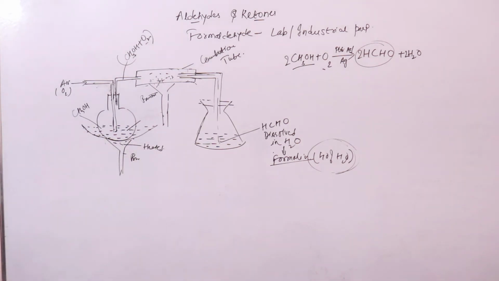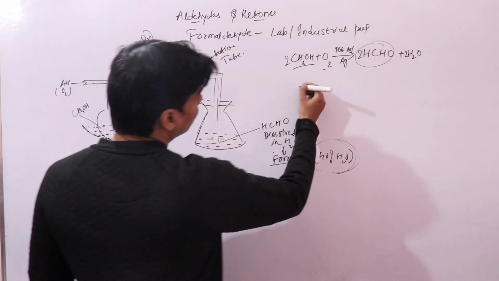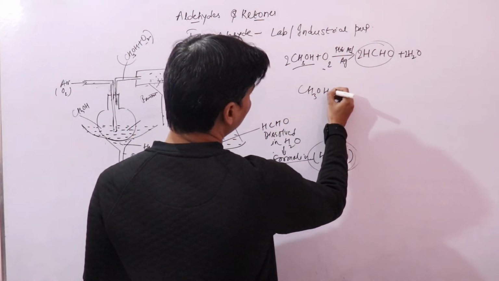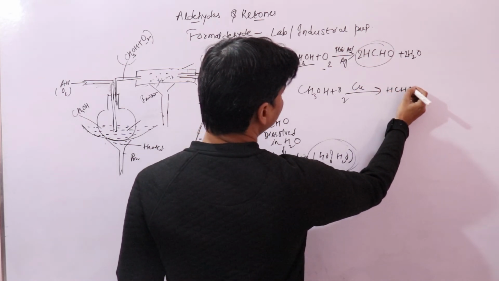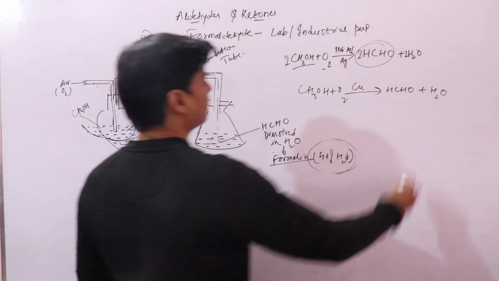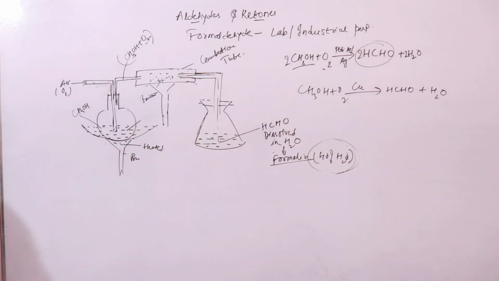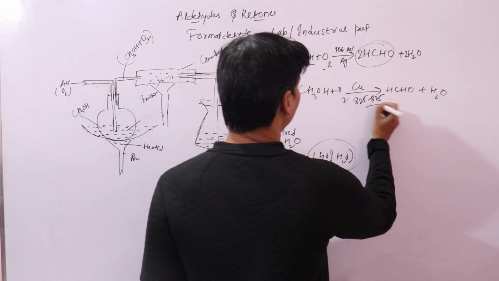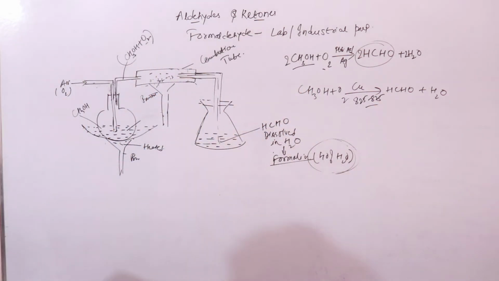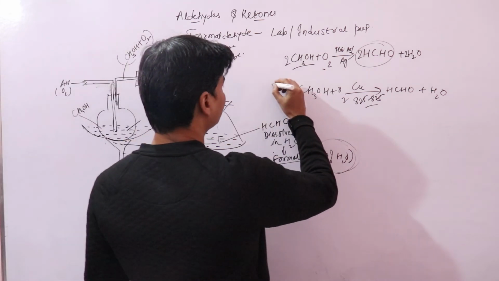Now if you want to look at its industrial preparation, formaldehyde is prepared by oxidation of methanol only. It is passed over heated copper to form HCHO plus water. The only thing that differs here is you take a copper catalyst which is heated to 825 to 875 kelvins, right? Now there is another way. This is for industrial preparation, remember.